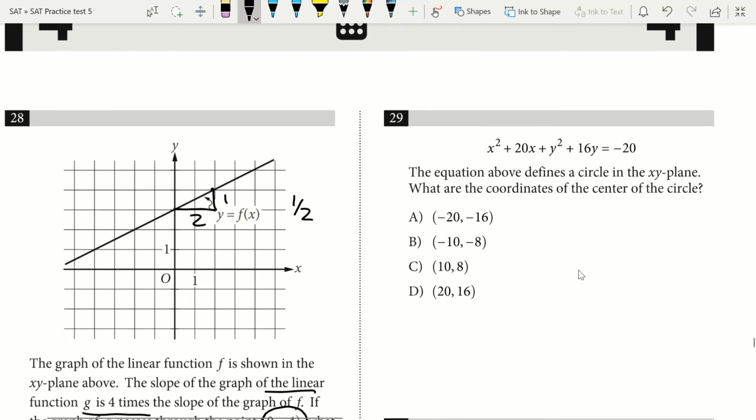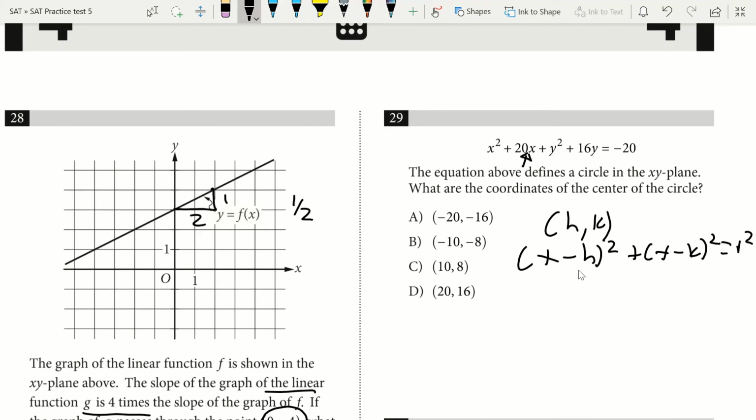All right, question 29. The equation above defines a circle in the xy plane. What are the coordinates of the center of the circle? All right, well, if our center point is (h, k), we know the equation of a circle is going to be (x minus h) squared plus (y minus k) squared equals r squared. So when I look at my values here, I see I have x squared plus 20x.